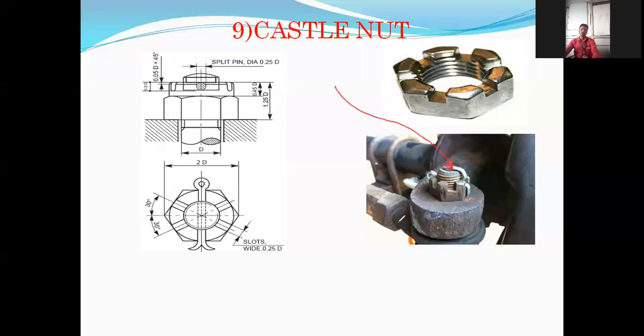Here it is. You can see split pin. It is called as split pin. You can see here. It is called as split pin. Okay. So castle nut, vibration. That diagram is also in front of you. You can practice this diagram.